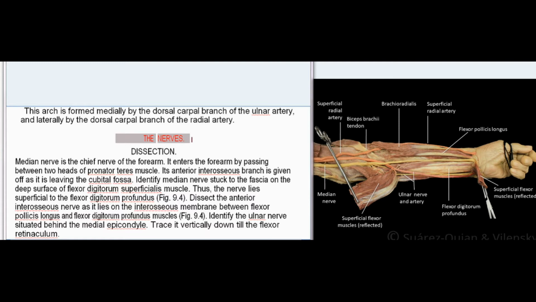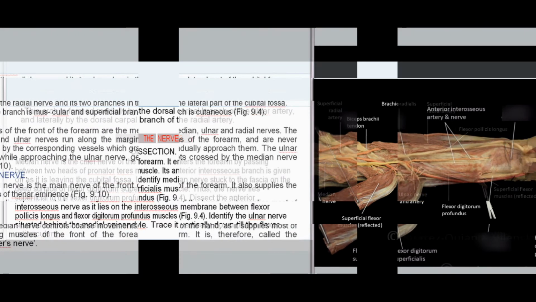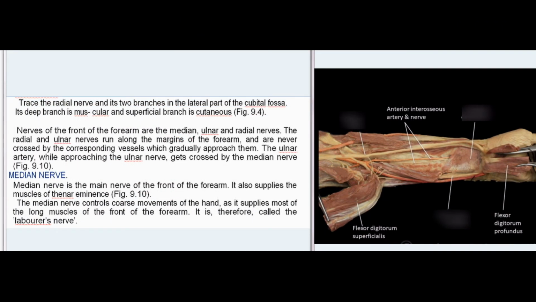Dissect the anterior interosseous nerve as it lies on the interosseous membrane between flexor pollicis longus and flexor digitorum profundus muscles, Fig 9.4. Identify the ulnar nerve situated behind the medial epicondyle. Trace it vertically down to the flexor retinaculum. Trace the radial nerve and its 2 branches in the lateral part of the cubital fossa. Its deep branch is muscular and superficial branch is cutaneous, Fig 9.4.